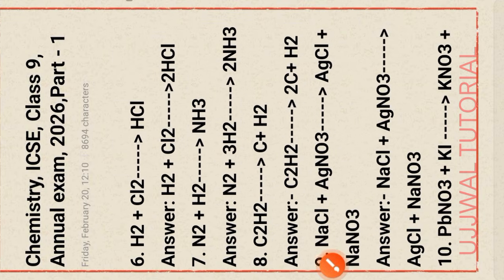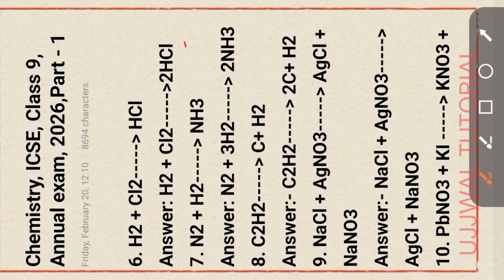Next, question 6, H2 plus Cl2 form HCl. The balanced chemical equation is H2 plus Cl2 form 2HCl. Next, question number 7, N2 plus H2 form NH3. The balanced chemical equation is N2 plus 3H2 form 2NH3.